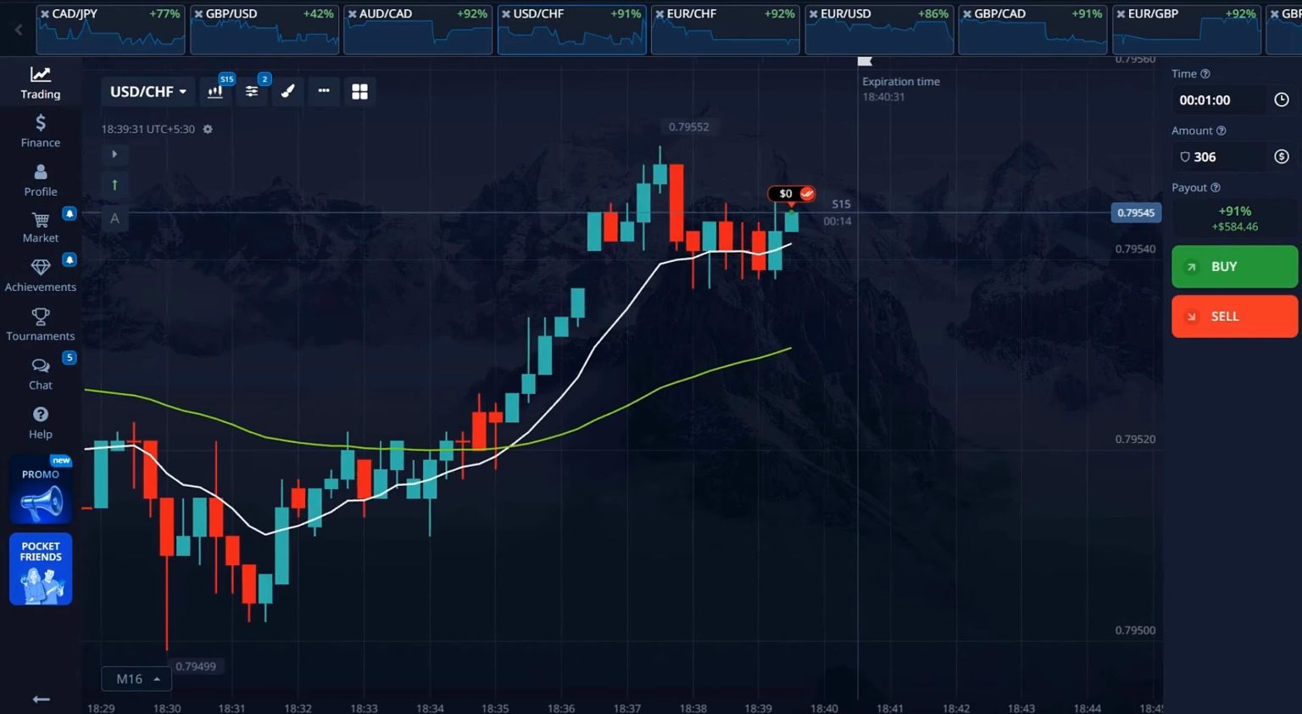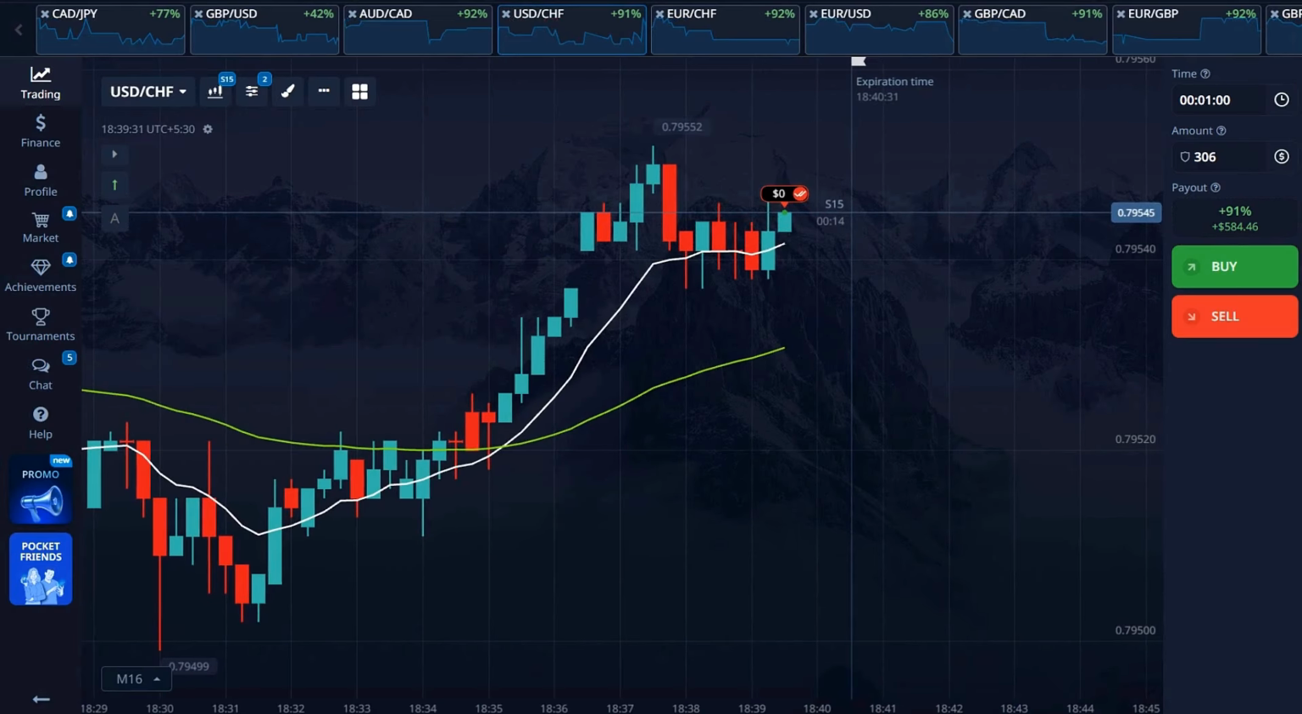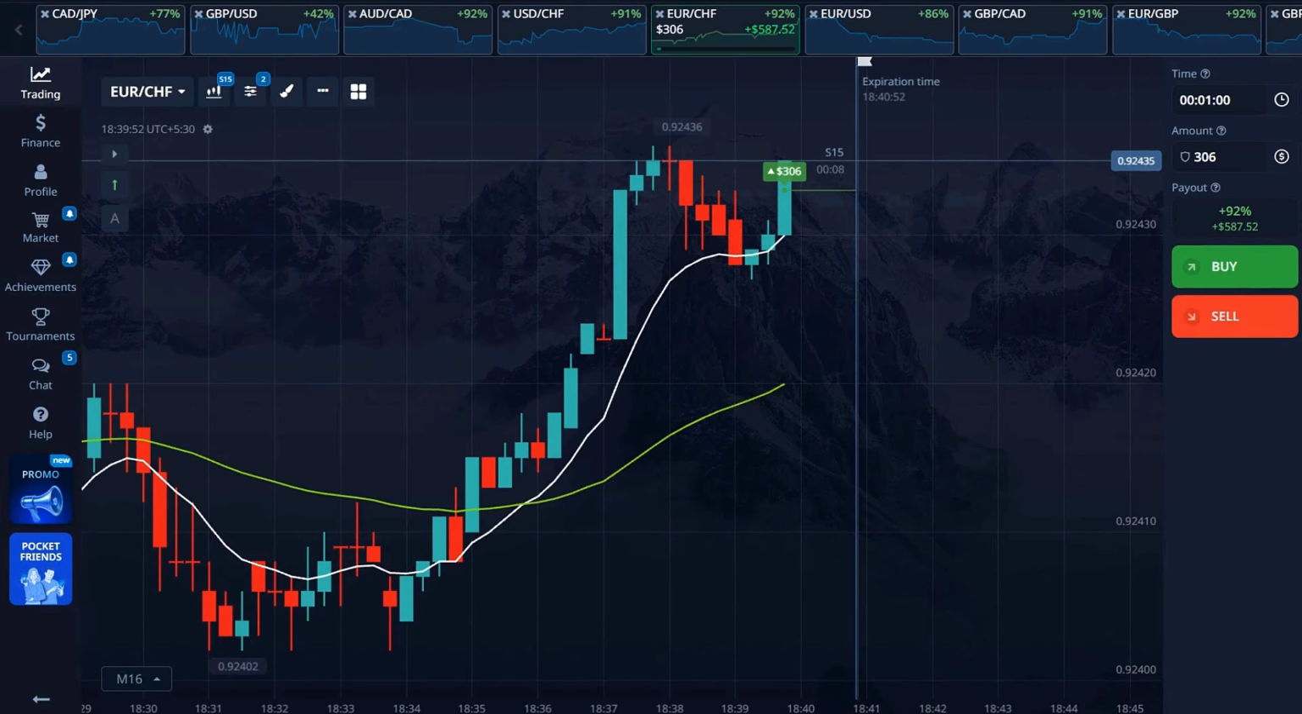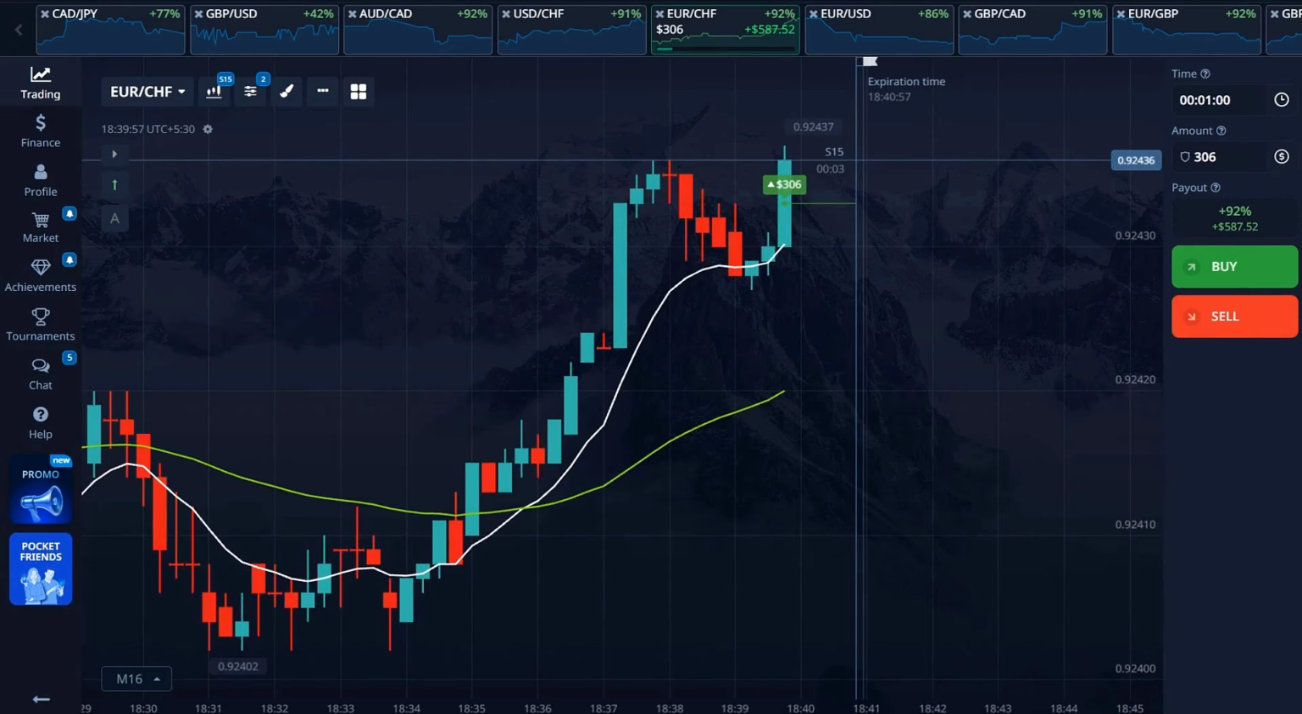And that brings us to the end of this trade example. Even though this entry followed all the rules, the market didn't continue in our direction, and the trade closed in a loss. This is completely normal, because no strategy wins every single time.